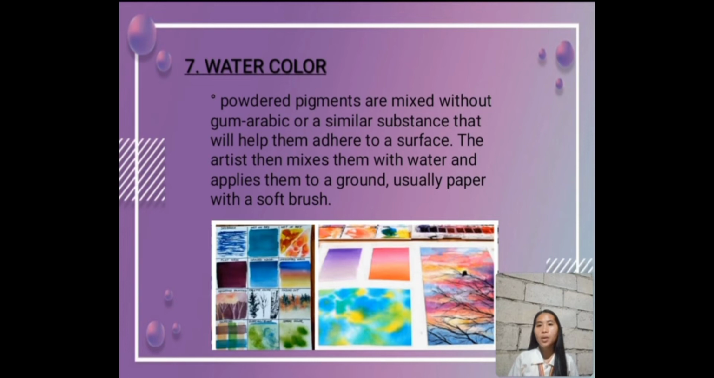And last, we have the watercolor. Powdered pigments are mixed with gum arabic or a similar substance that will help them adhere to a surface. The artist then mixes them with water and applies them to a ground, usually paper, with a soft brush.